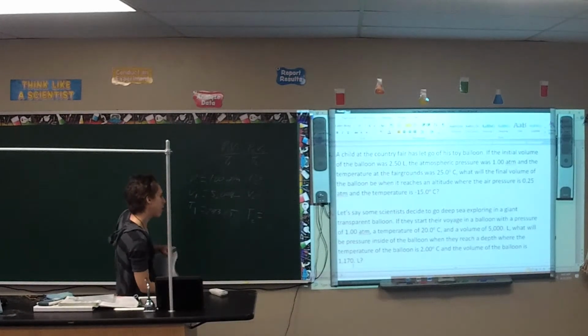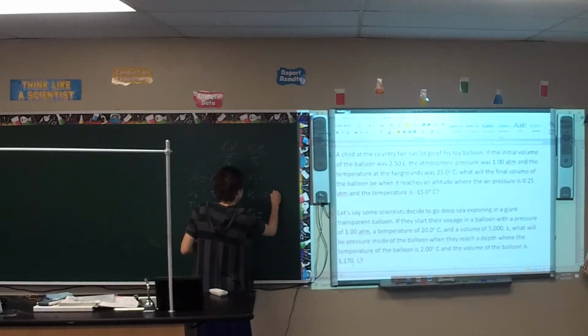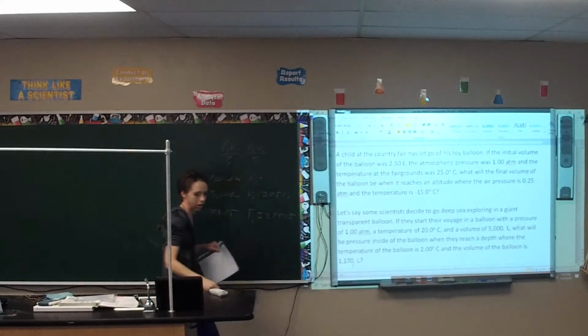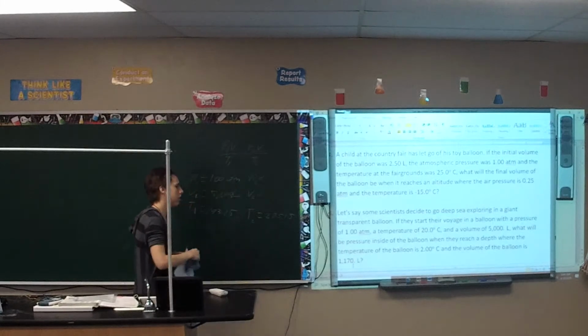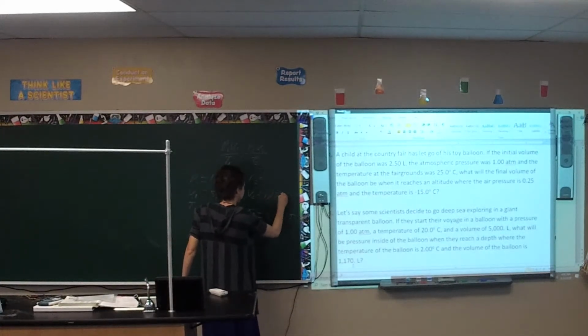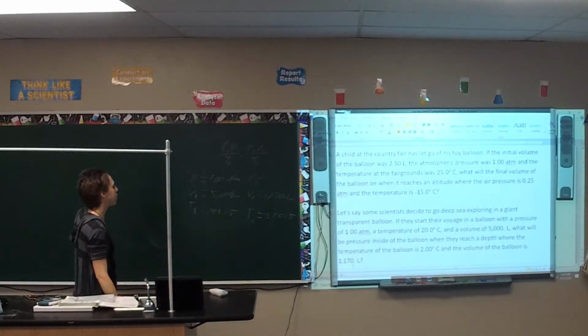Alright, so what am I finding? What will the pressure be inside the balloon when they reach a depth where the temperature of the balloon is 2 degrees Celsius? So 275.15, 273 plus 2, is the second temperature. And the volume is 1,170 liters. So I'm finding what the second pressure will be.